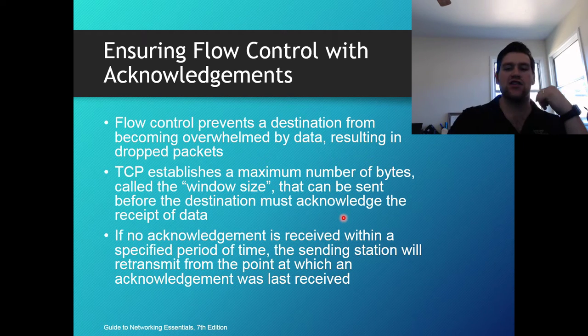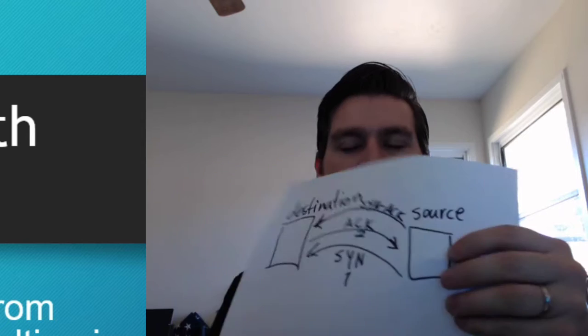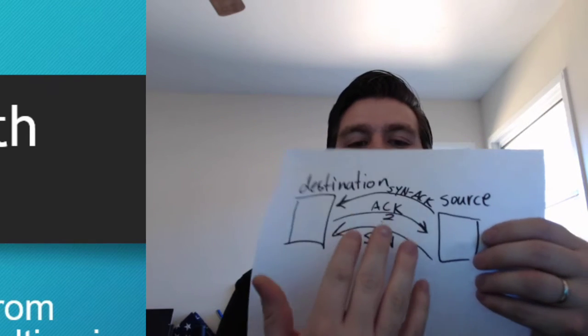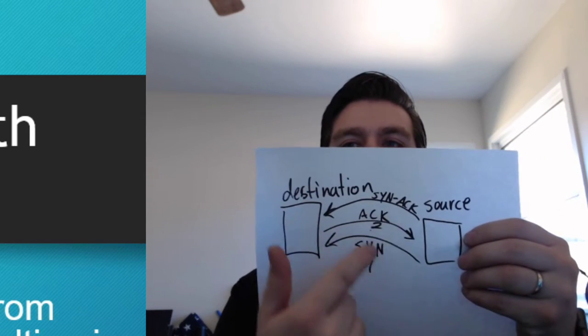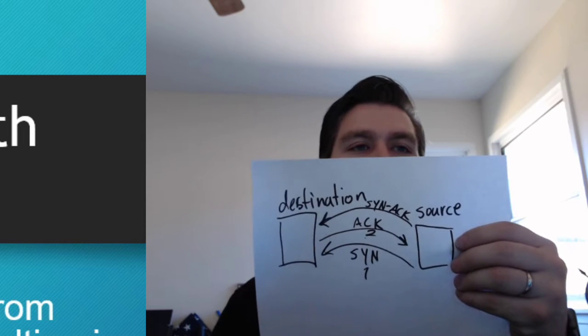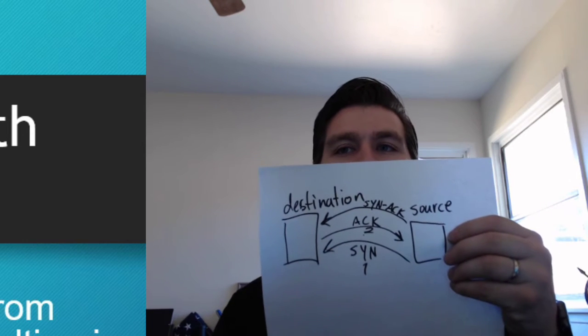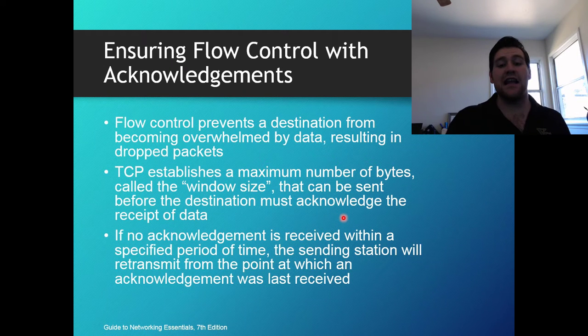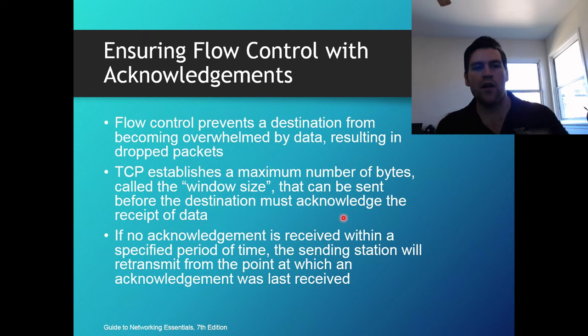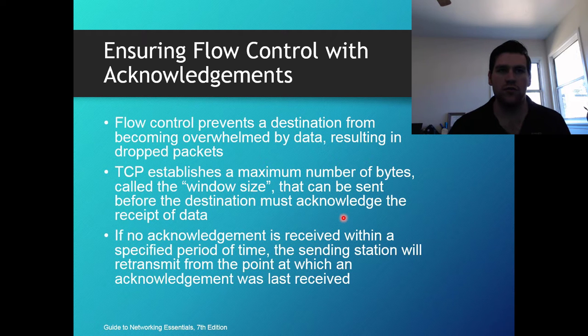So your sending station, your source, after it does this three-way handshake, is going to send so much data over, and then it's going to require an acknowledgement back from the destination, your server, or whatever your destination device is, that says, hey, I got that data, go ahead and continue to send me more. Okay, and that process is known as flow control.